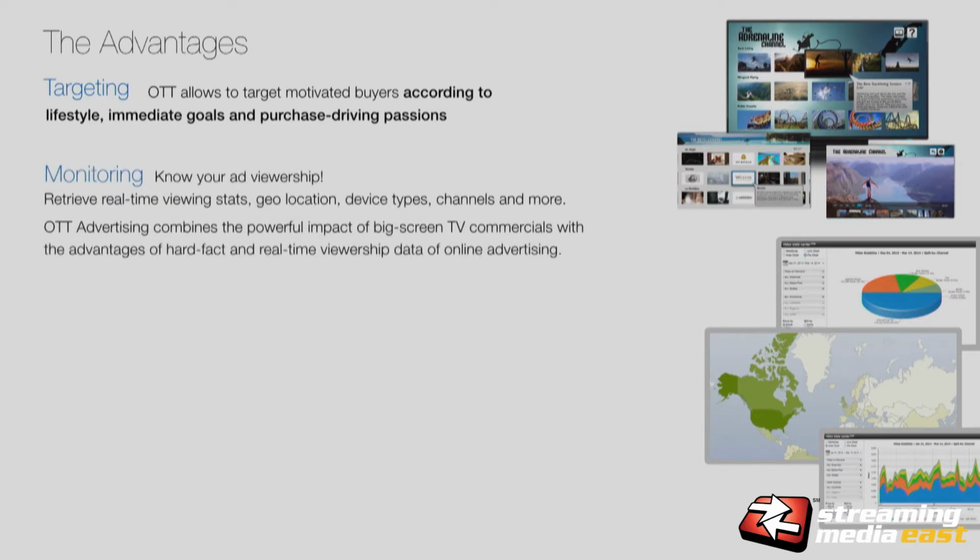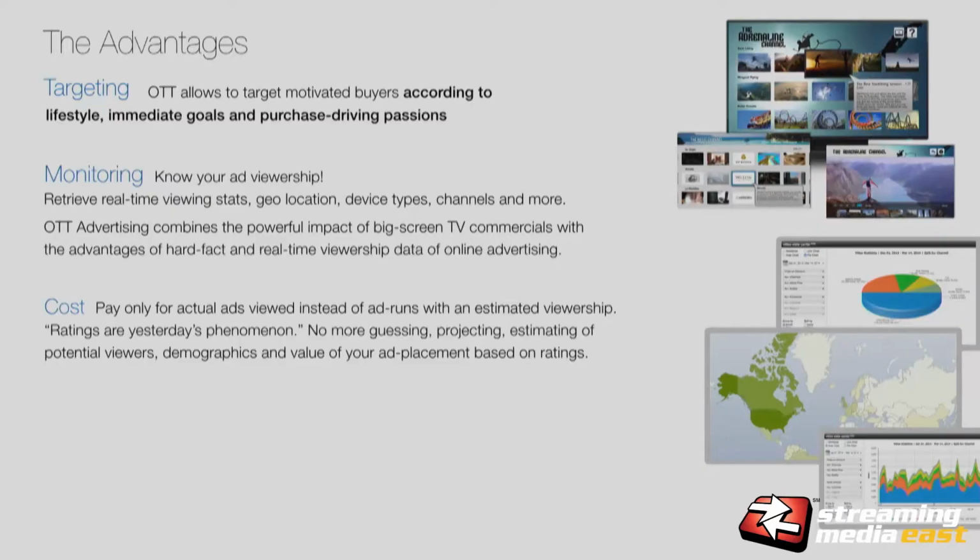Monitoring. Know your ad viewership. Retrieve real-time viewing stats, geolocation, device types, channels, and more. OTT advertising combines the powerful impact of big-screen TV commercials with the advantages of hard fact and real-time viewership data of online advertising. And then, of course, cost. Pay only for actual ads viewed instead of ad placements with an estimated viewership based on ratings.